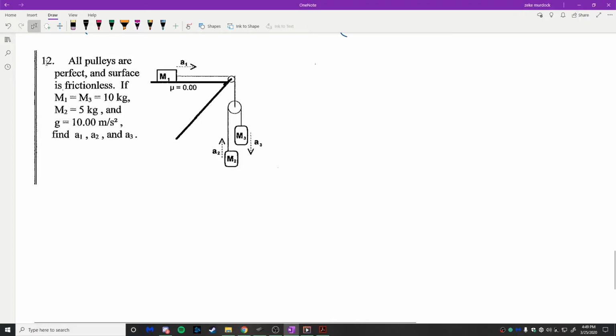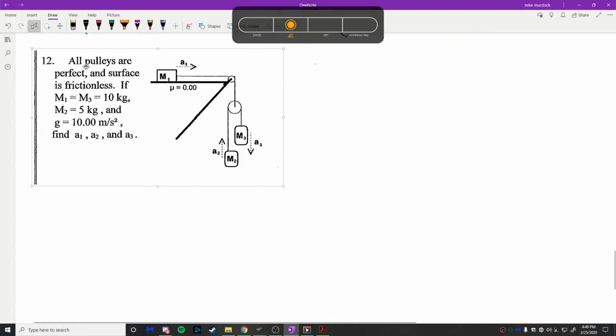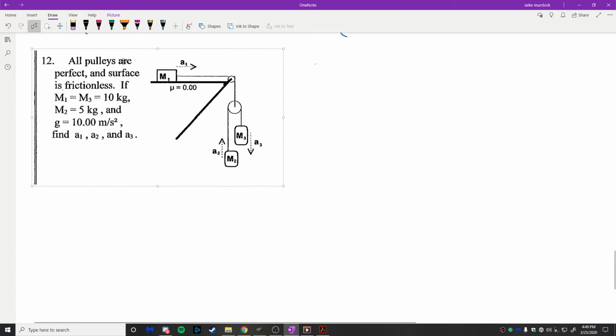So we're looking at problem number 12 from the Newton's second law packet. All pulleys are perfect, and the surface is frictionless. If the mass M1 is equal to M3, which is equal to 10 kilograms, M2 is equal to 5 kilograms, and we use G equal to 10, find A1, A2, and A3.